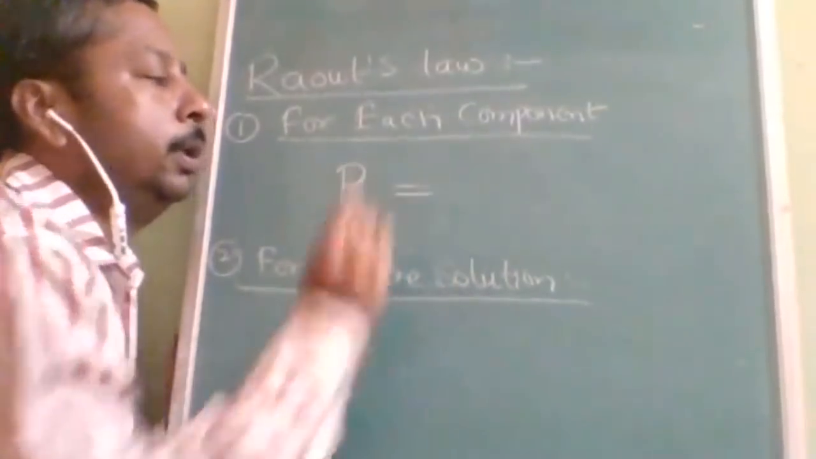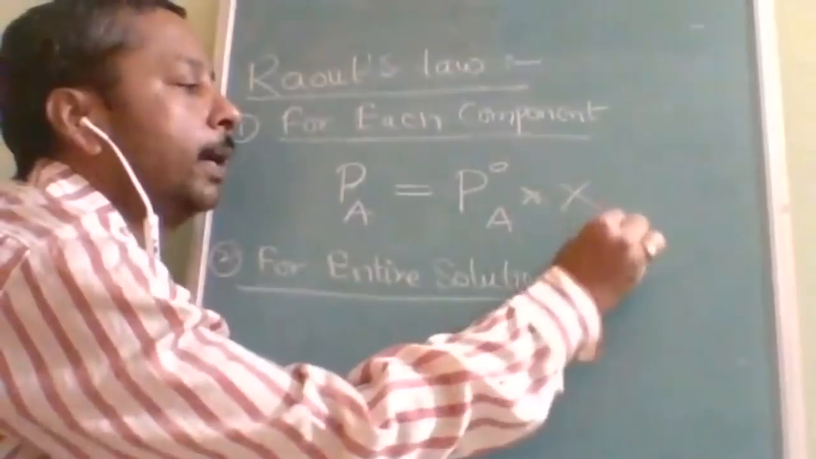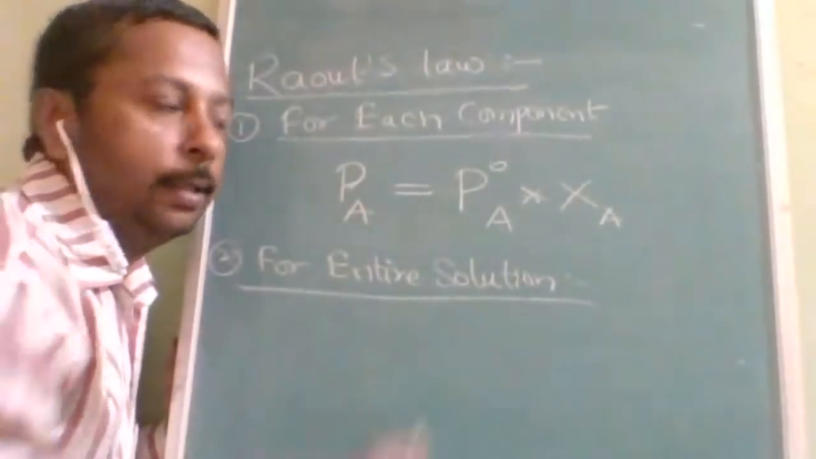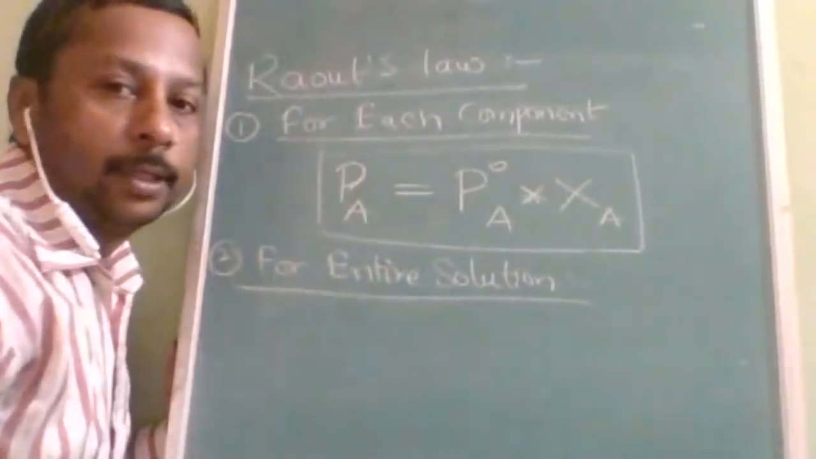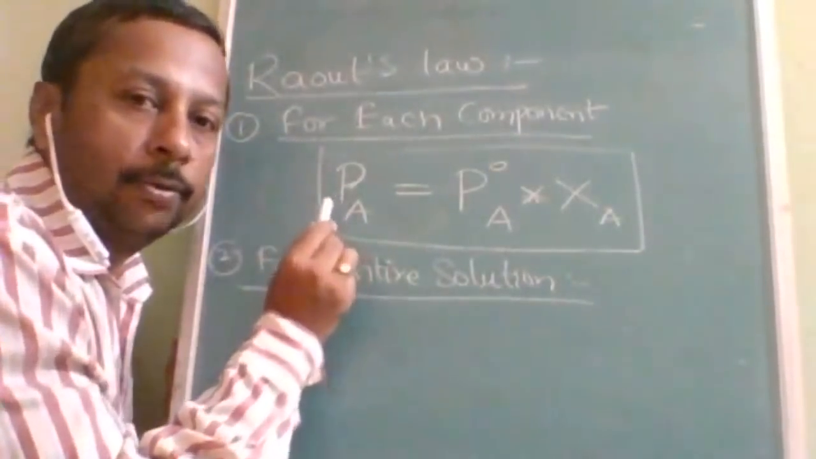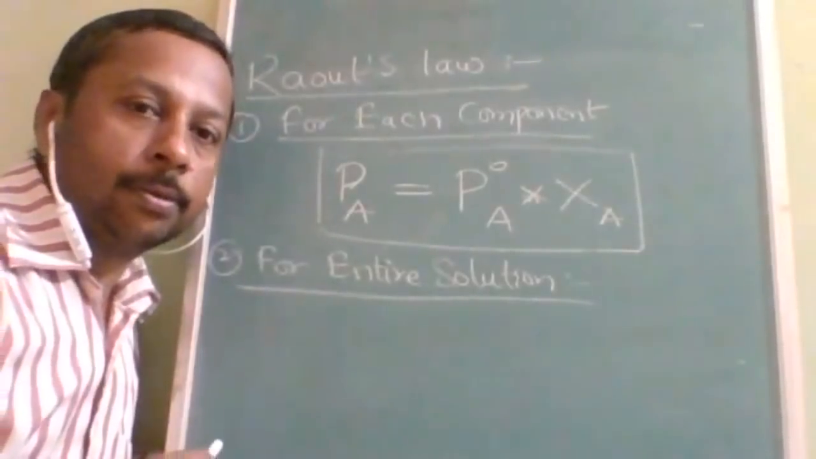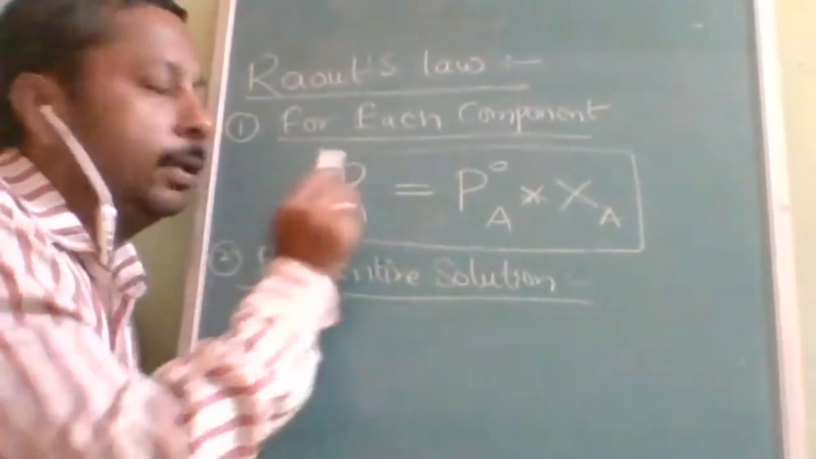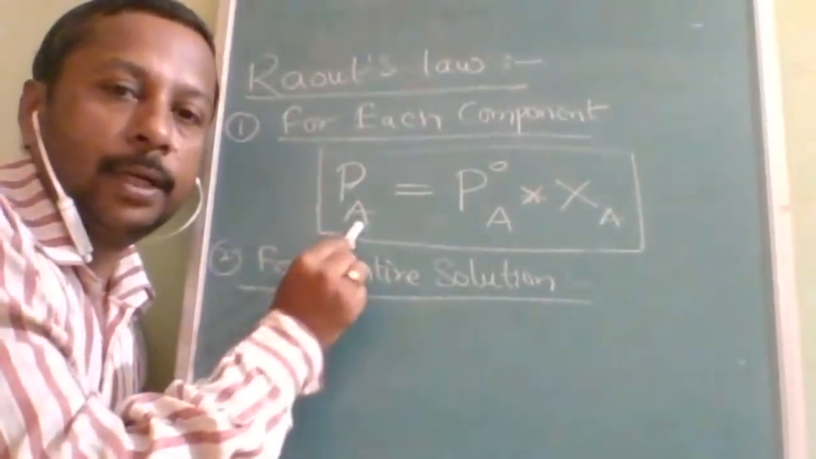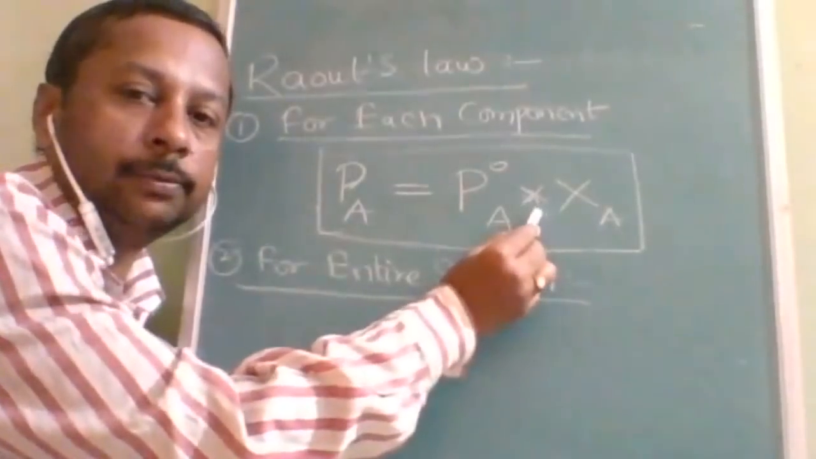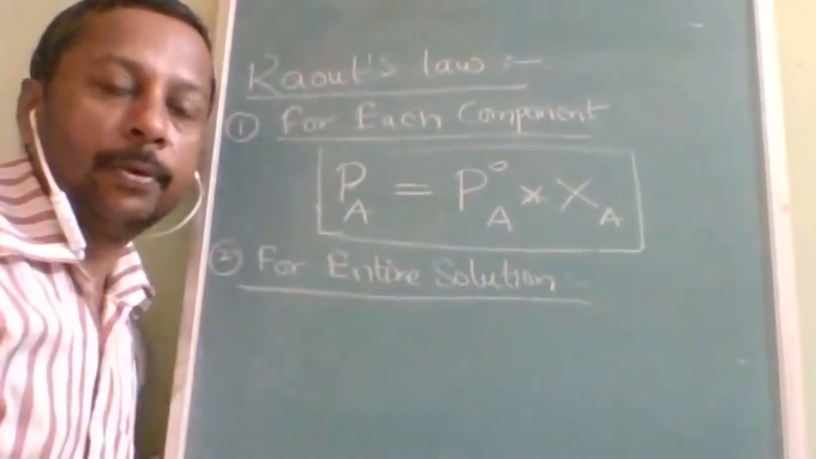It is equal to the product of its vapor pressure in the pure state and its mole fraction in the solution. This is the mathematical form of Raoult's law for each component. While dictating the statement I have written the mathematical form so that time is saved and it is easily understood. The vapor pressure of a component in the solution, not in the pure state, is equal to the product of its vapor pressure in the pure state and its mole fraction in the solution. That is the statement.